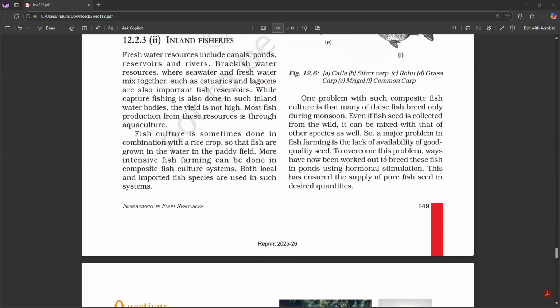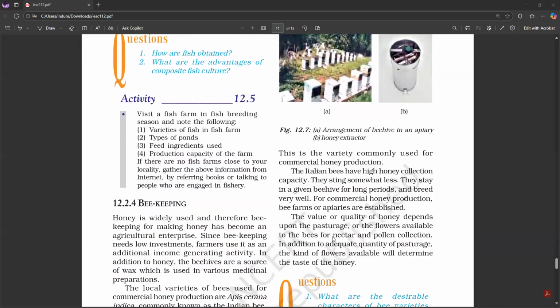One problem with such composite fish culture is that many of these fish breed only during monsoon. Even if fish seed is collected from the wild, it can be mixed with that of the other species as well. So, a major problem in fish farming is the lack of availability of good quality seed. To overcome this problem, ways have now been worked out to breed these fish in ponds using hormonal stimulation. This has ensured the supply of pure fish seed in desired quantities.